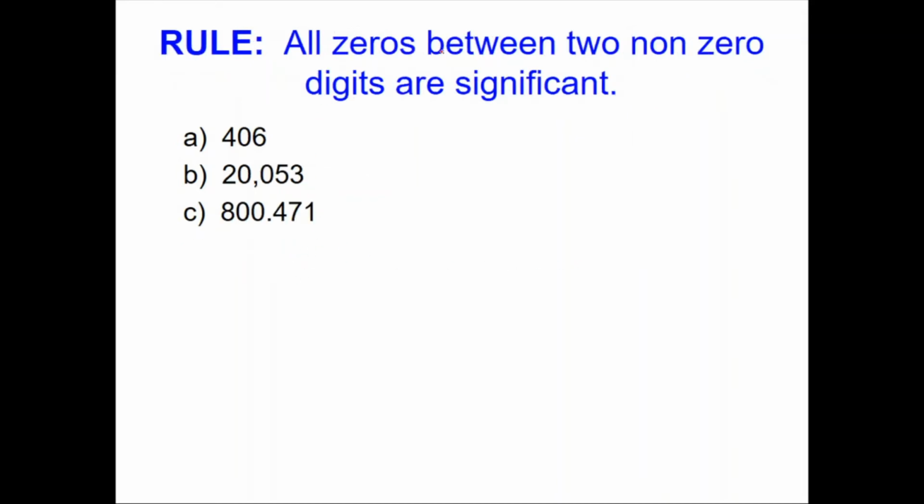The second rule is all zeros between the non-zero digits are significant. Here 4 and 6 are non-zero, so this 0 is a significant 0. So the non-zero digits are already significant figures. 4 and 6 are significant figures. 0 is also significant. That's why there are three significant figures here. Similarly, here two zeros are between 2 and 5. Totally, there is going to be 5. And here two zeros between 8 and 7. Again, we are going to have significant figures. These two zeros are significant, so totally it's going to be 6.